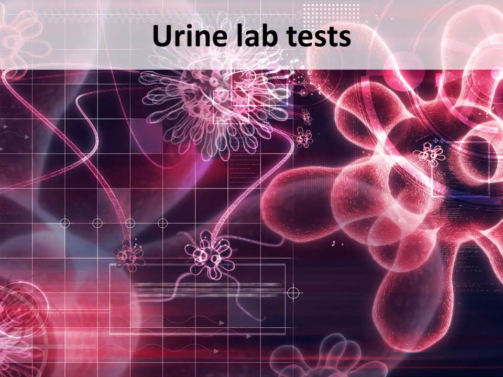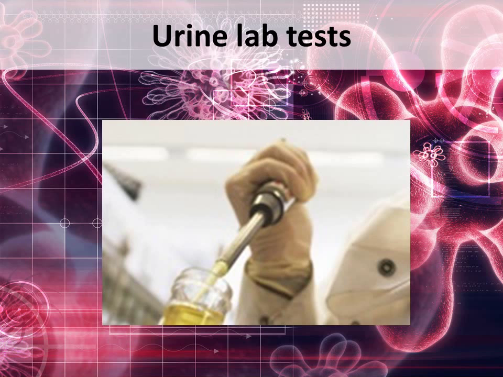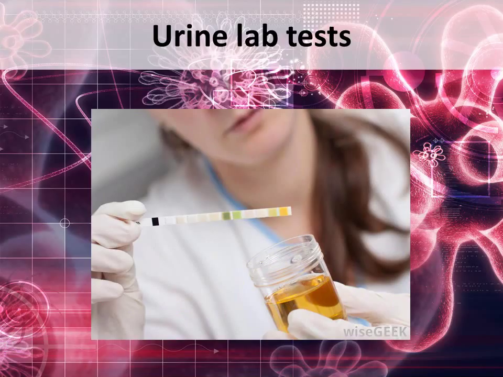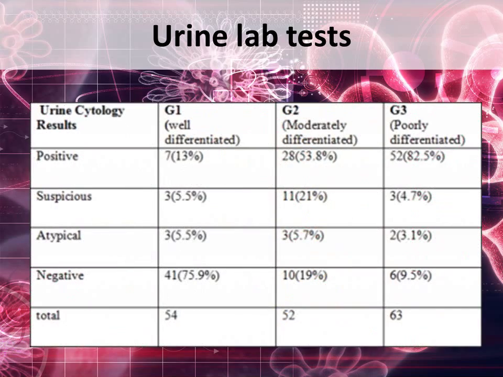Urine lab test. The doctor tests a urine sample to find out if it contains tumor cells. Undergoing a cystoscopy, the liquid is collected through the cystoscope that is inserted into the urethra. The most common test is to look at the cells under a microscope, called urinary cytology.